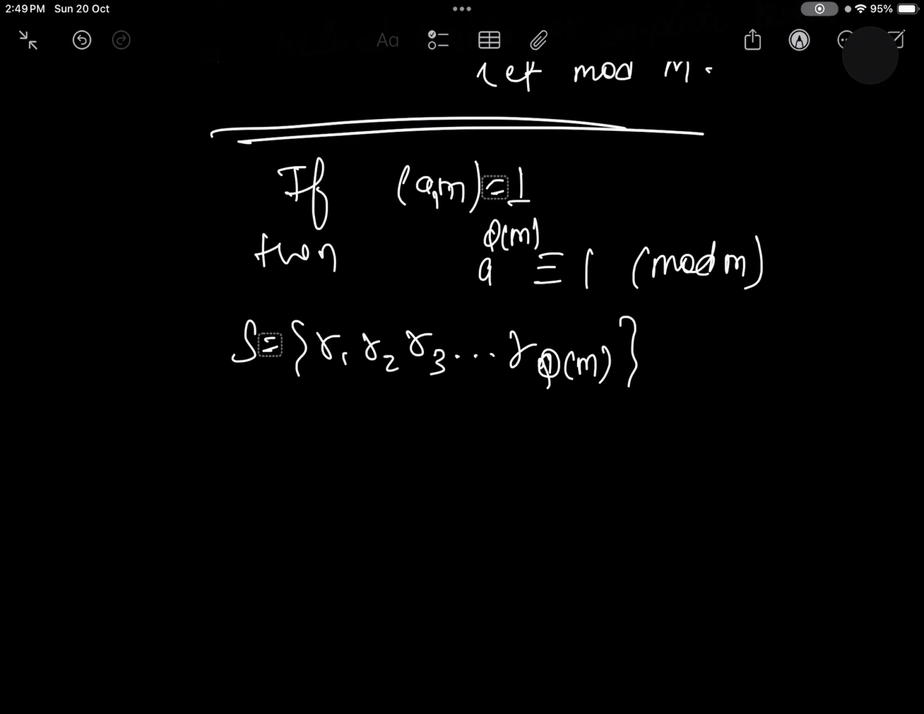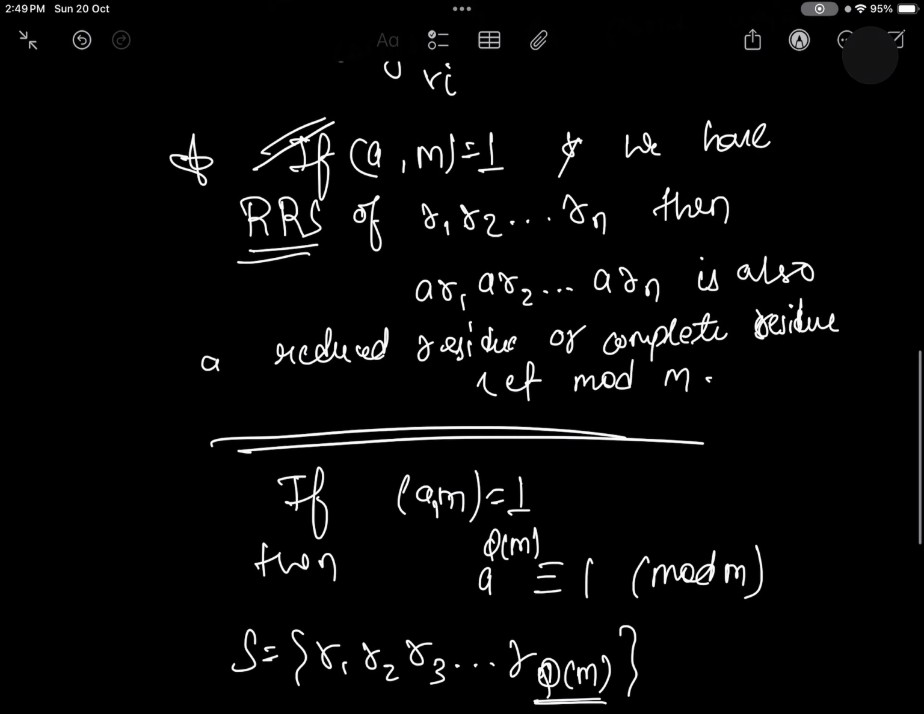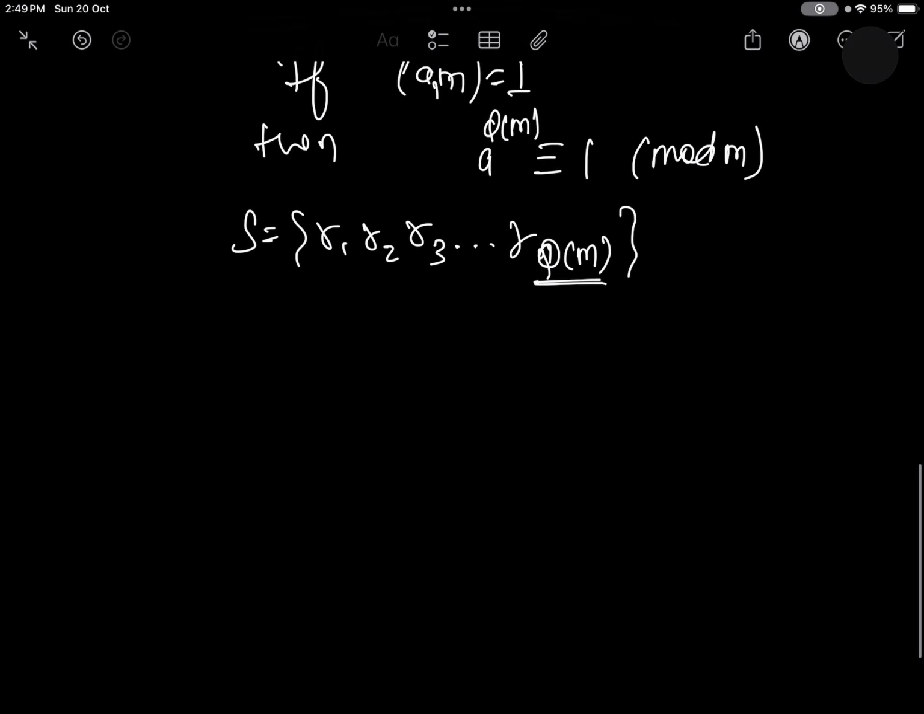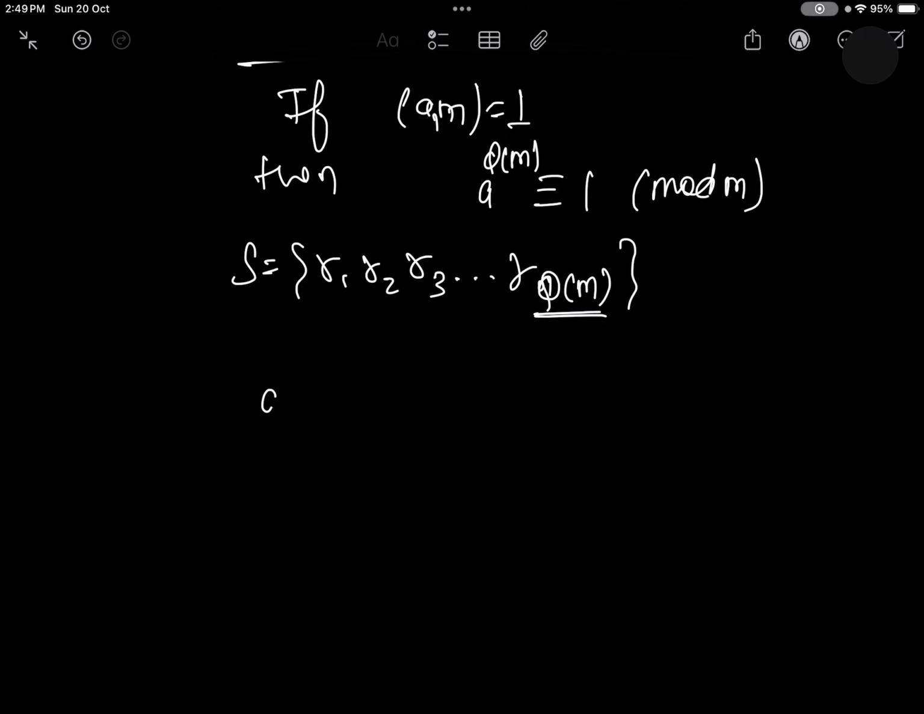Now, why is this R totient of M? It is for a special reason. We'll discuss it as we move forward in the proof. So we have got this, and now using this theorem, we can say that AR1, AR2, and so on to AR totient of M is also a reduced residue set.